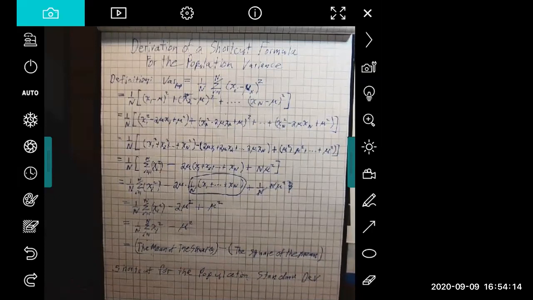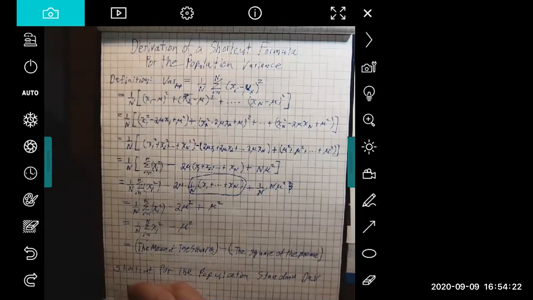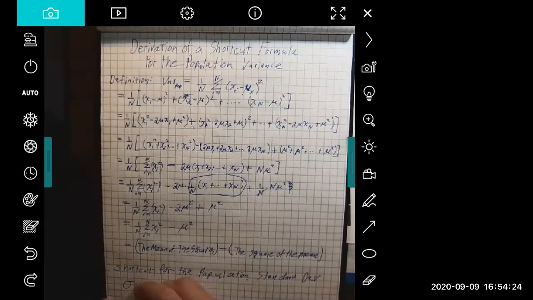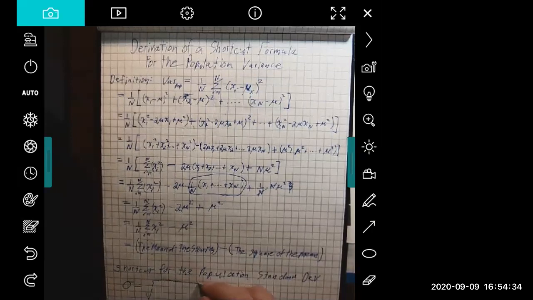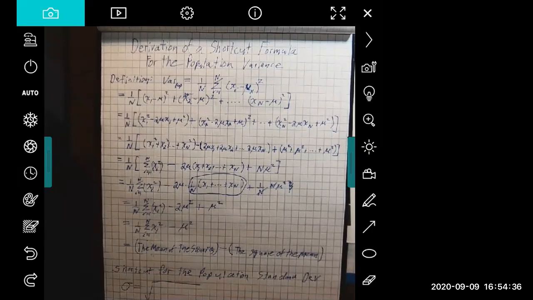So if you remember from an earlier video, the standard deviation is just the square root of the variance. We use the lowercase Greek letter sigma for the population standard deviation. So sigma equals the square root of this thing we just worked out.